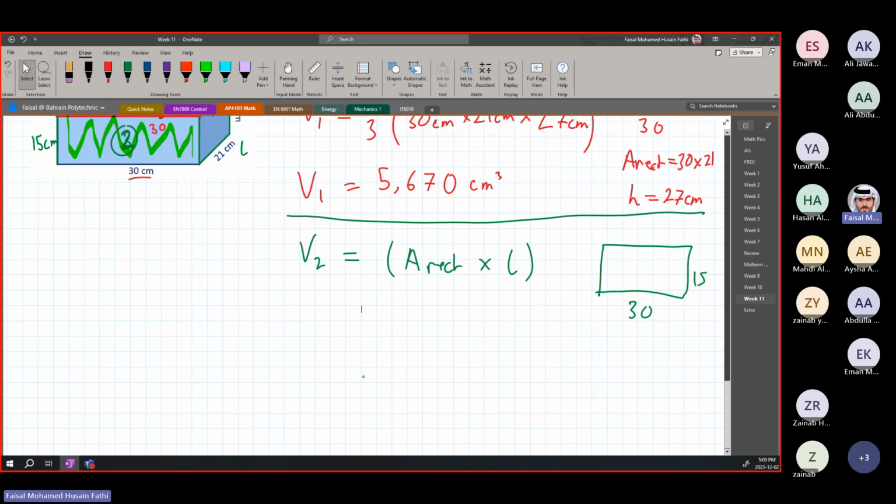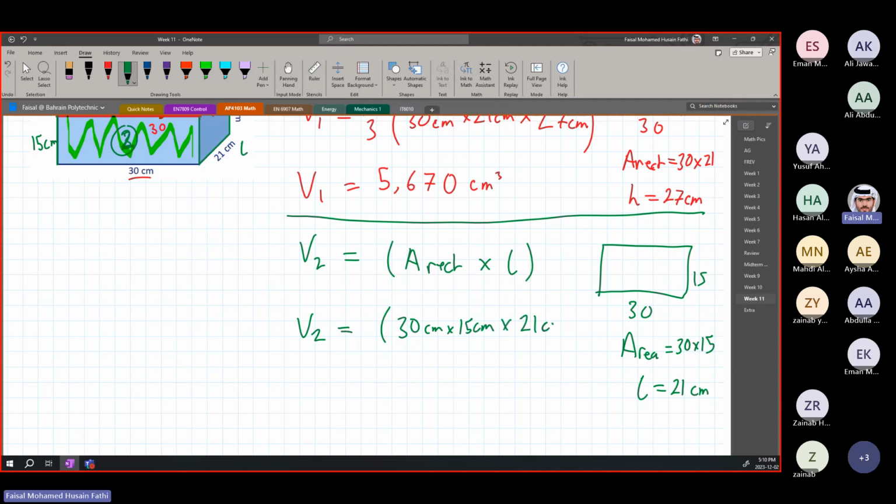Now, V2 is going to be equal to, what's the area? Area here is equal to 30 times 15. You should know this by now. The L is equal to 21 centimeters. So 30 centimeters times 15 centimeters times 21 centimeters. V2, put this all in the calculator: 30 times 15 times 21 is 9,450 centimeters cubed. Tamam?